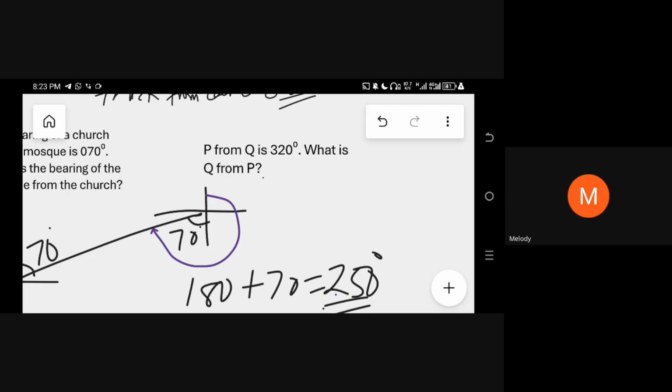Okay, so P from Q is 320 degrees. What is Q from P? What is the bearing of Q from P? First thing, you have to identify where 320 degrees would come from. So you look at where to come from. Then, secondly, you identify which is the P and which is the Q. Then you look for the alternate. Use the smaller alternate. I think you guys understand the smaller alternate more. Use the smaller alternate, then find the other alternate, and then you get your result by reading from the notes until you get to the line.